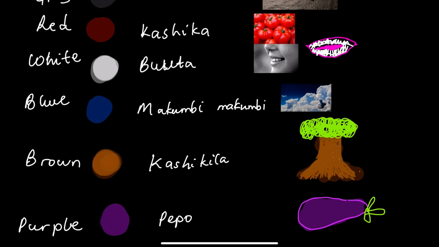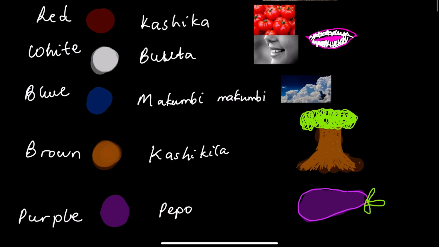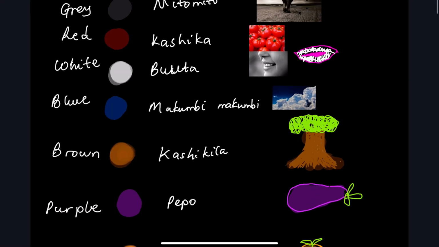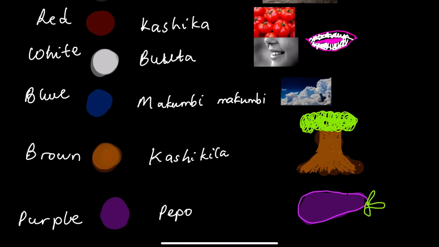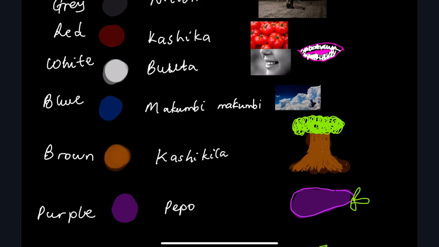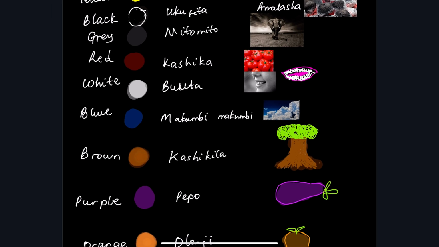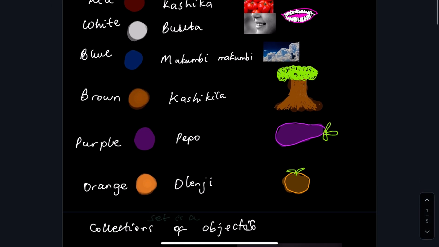And then brown means kashkila. So if we look at this tree, the trunk is brown. Or if we look at soil in the compound, that soil is brown. So amaloba yali kashkila. That means soil is brown.